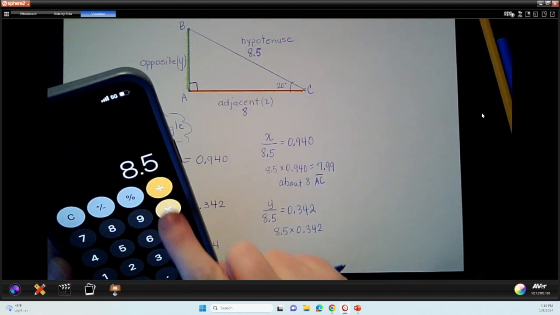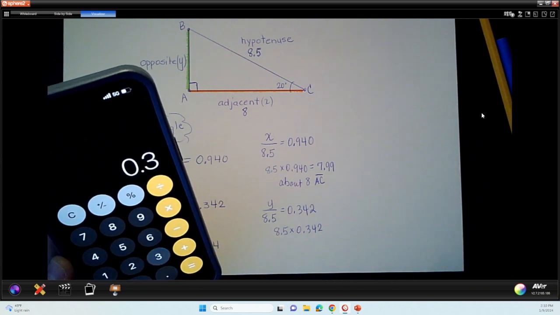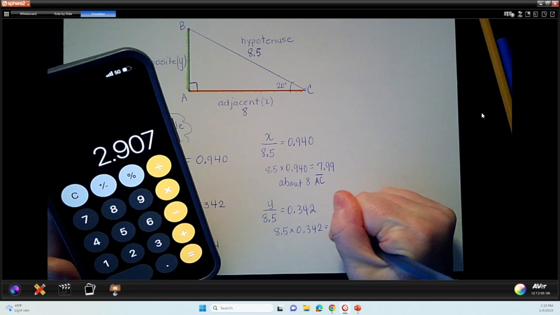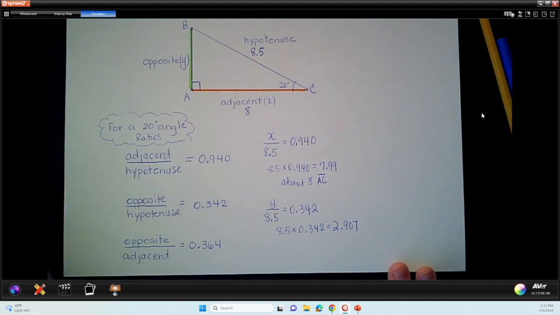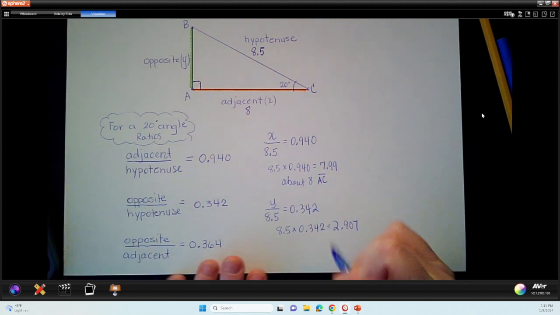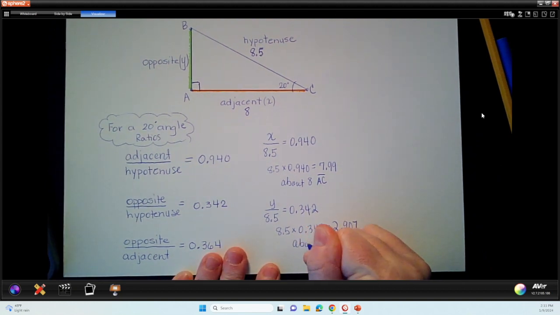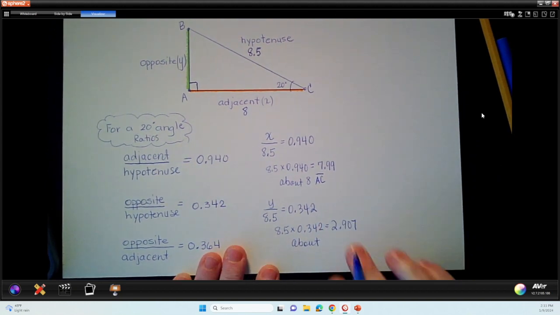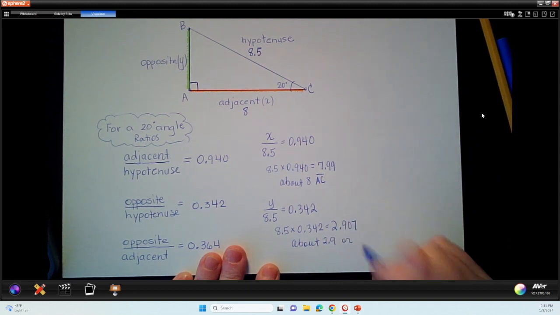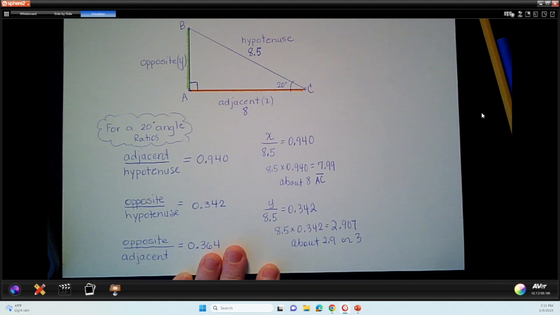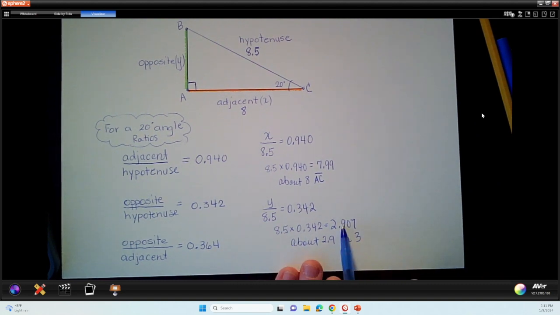8.5 times 0.342. And I got this 2 and 907 thousandths. I'm going to write the actual answer, but I could say that this is about, depending on how we round, I could say this is about 2.9. Or if I wanted to go to the nearest whole number, I could say 3, but we've got to be careful because the further away we get from the actual answer, things start to get a little messy.